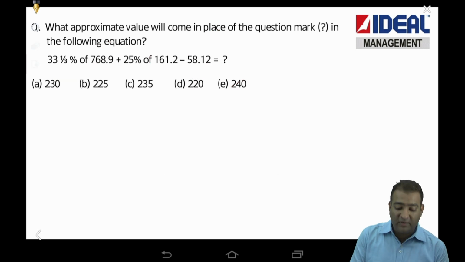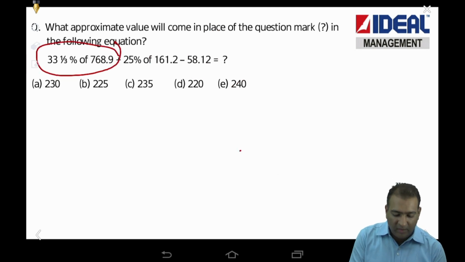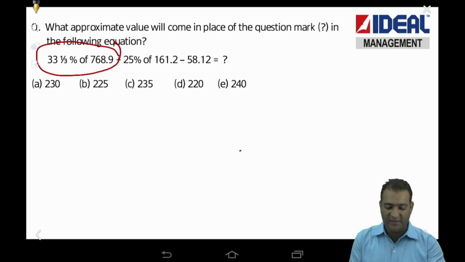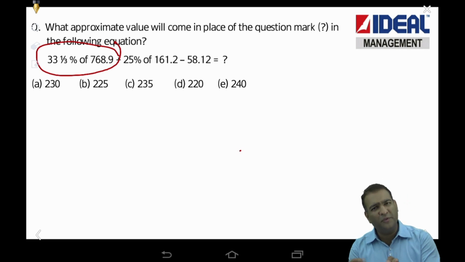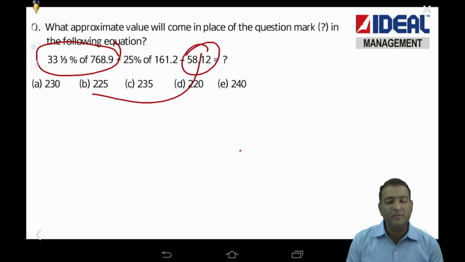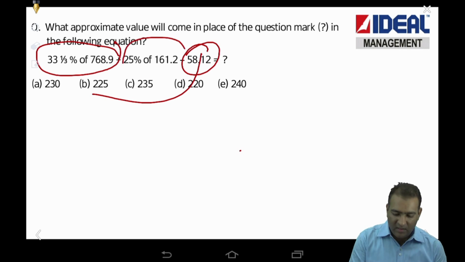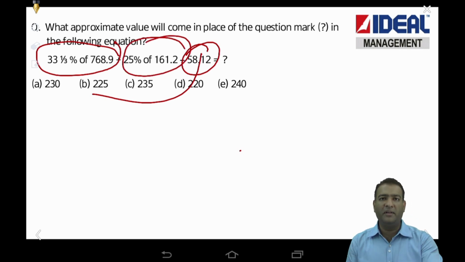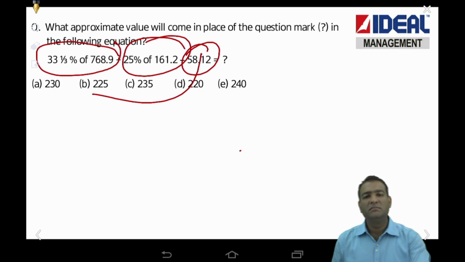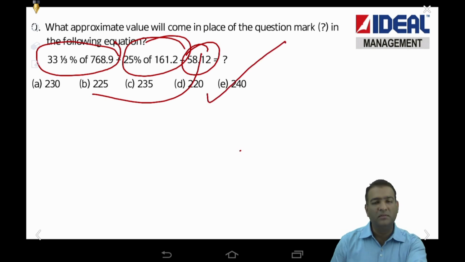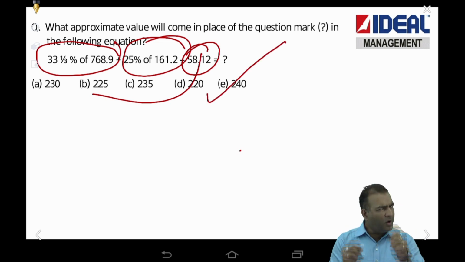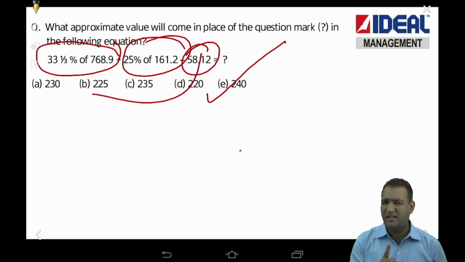So to be honest, you could have done it completely verbally. 1/3 of this will be, 3 2s are 6, 3 5s are, so 250 approximately. A little more than 250. Get rid of this 50. 200 is left. 1/4 of this is 40. It's finished. That's it. So 240 is your answer. Pause it, see it again, understand.